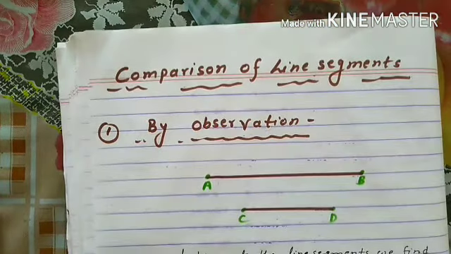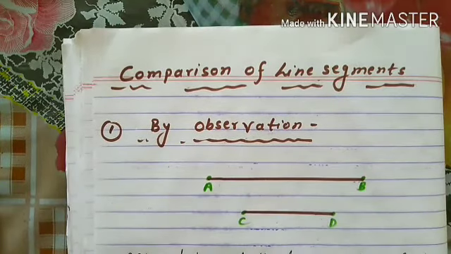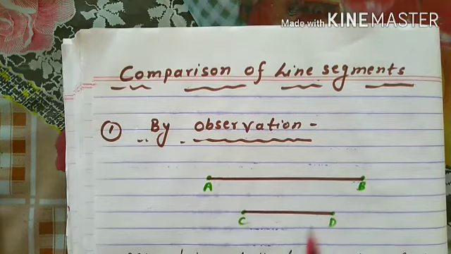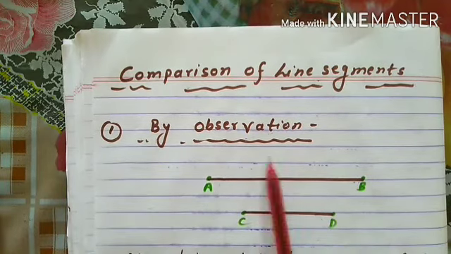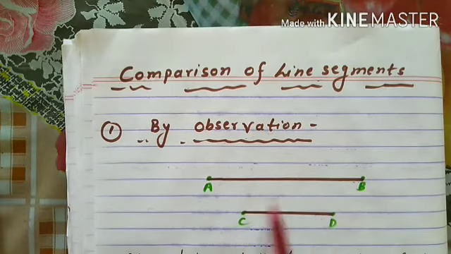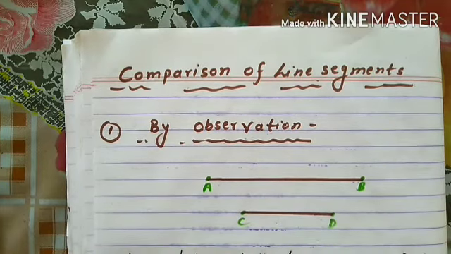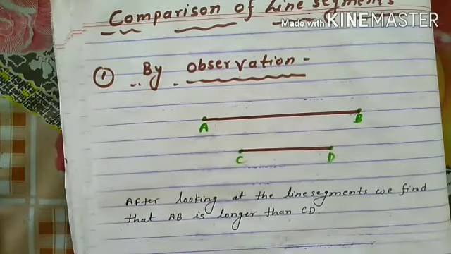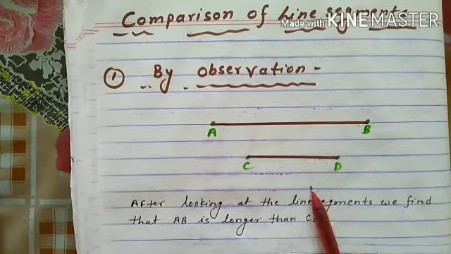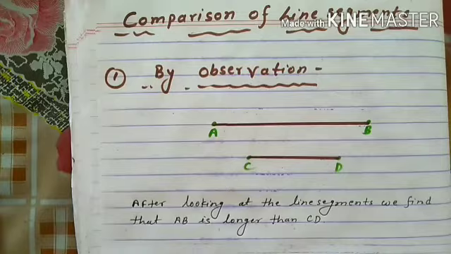In this method, by observing only we can compare two line segments. Consider these two line segments AB and CD. What do you observe? After looking at these line segments, we observe that AB is longer than CD. So when the difference between two line segments is more, then we can easily compare. But when the difference between two line segments is less, then we cannot use this method. So for that we can use different methods.